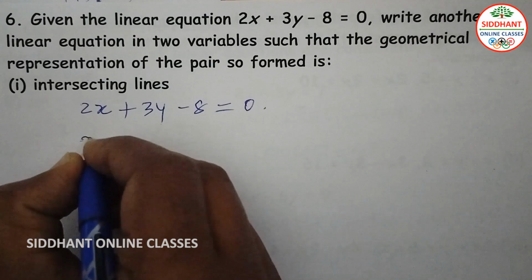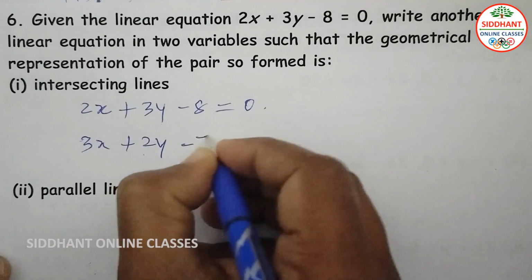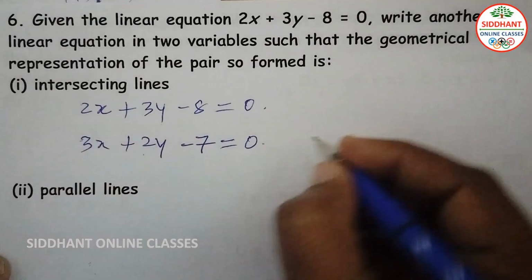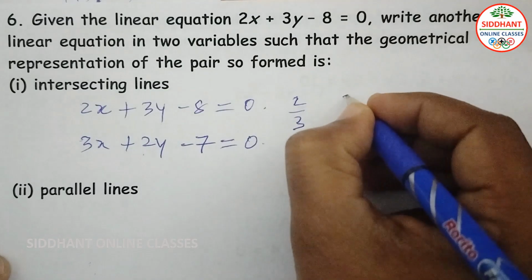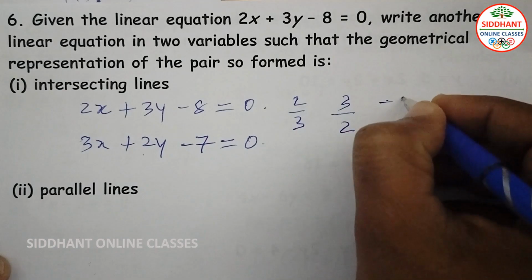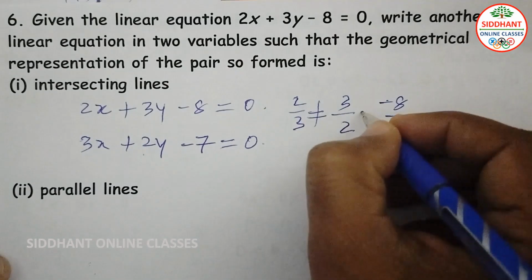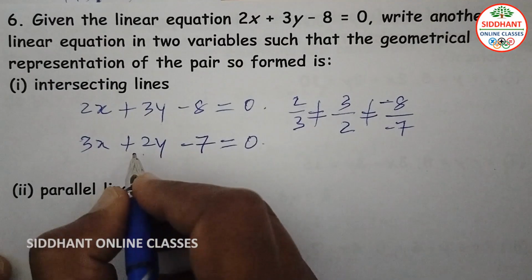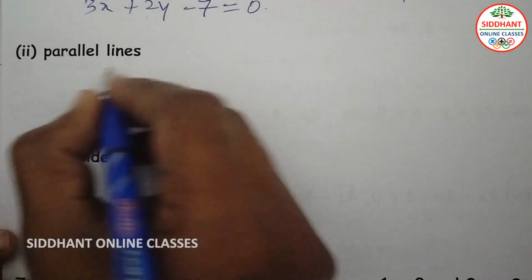So here we can frame like 3x plus 2y minus 7 equal to 0. So when you are going to compare here, it will be 2 by 3, a1 by a2, and b1 by b2, 3 by 2, and c1 by c2, which is minus 8 by minus 7. All the three are not equal to each other. So this is the other equation we framed, an example for intersecting lines. Second, parallel lines.